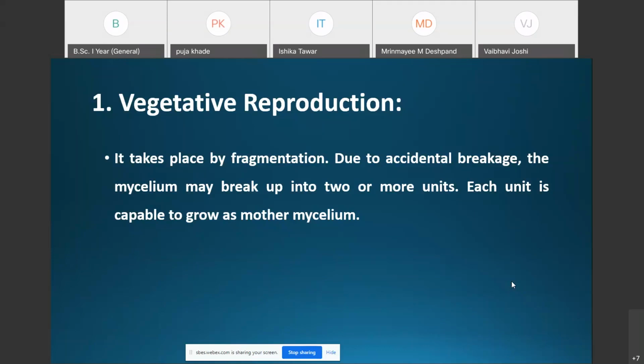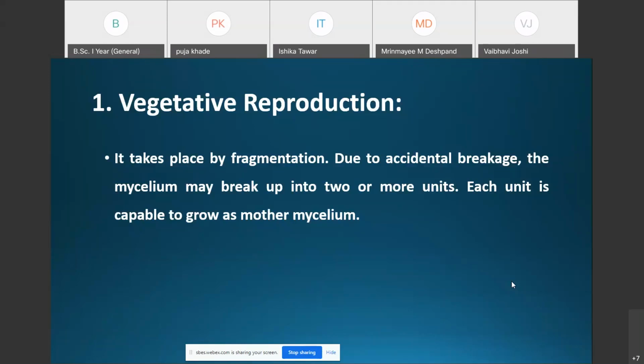Due to accidental breakage, the mycelium may break up into two or more units, and each unit is capable of growing as the mother mycelium. That is how vegetative reproduction by fragmentation occurs in Mucor.